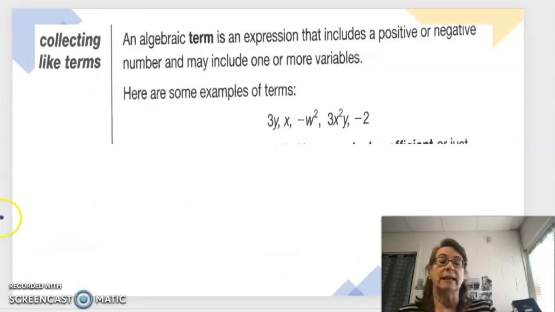All right, so collecting like terms. An algebraic term is an expression that includes a positive or negative number and may include one or more variables. Here are some examples: 3y, x, negative w squared, 3x squared y, negative 2.